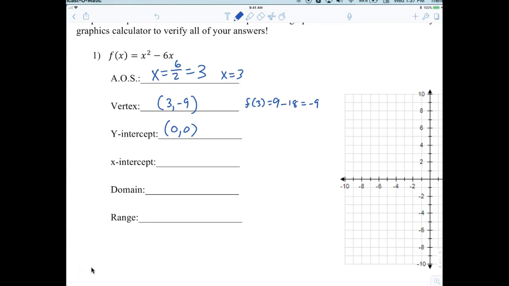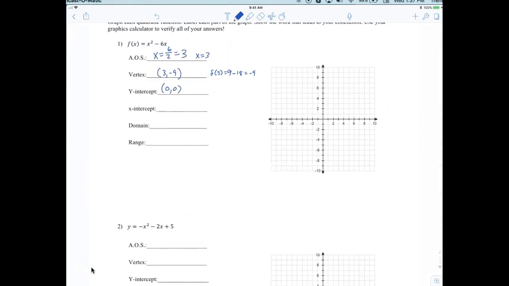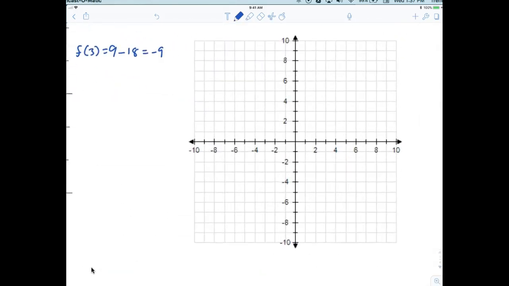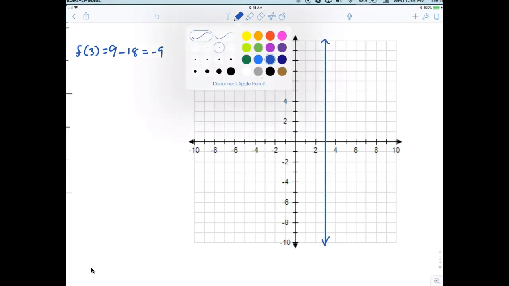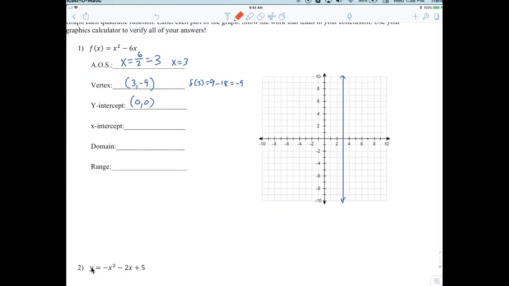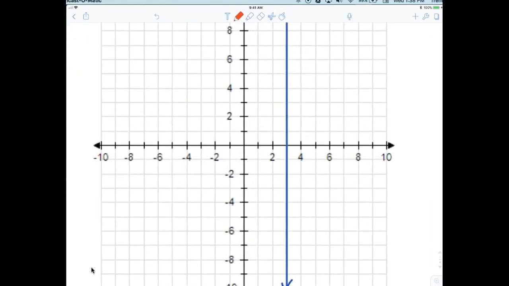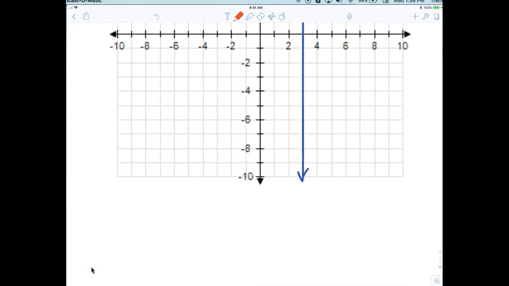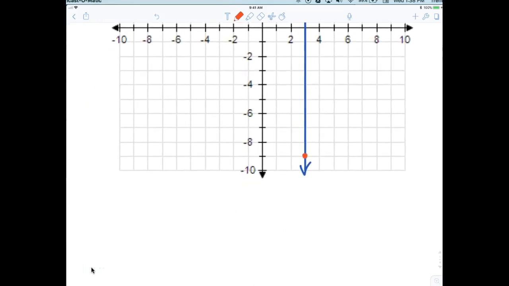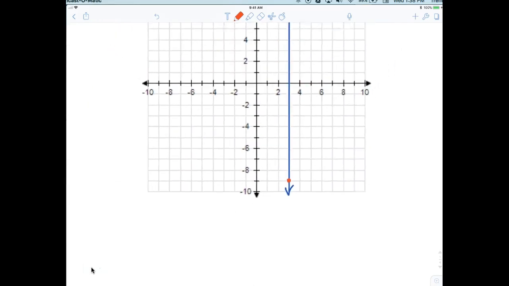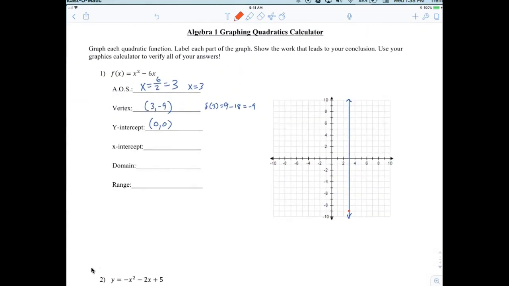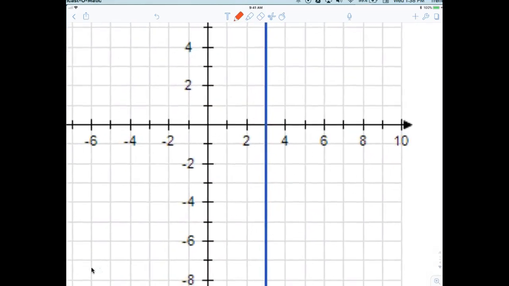So now let's go ahead and graph this real quick. If I'm graphing x equals 3, I'm going to draw in the axis of symmetry first. And there's my axis of symmetry. Then I'm going to find my vertex, which I said was 3, negative 9. So 3, negative 9 would be right here. And then my y-intercept would be 0, 0.